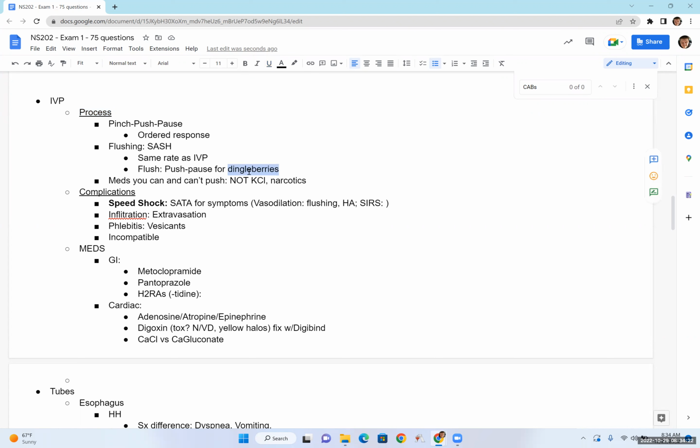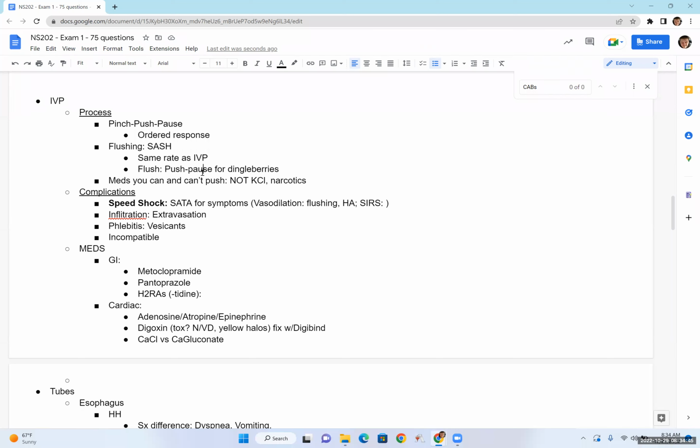You're getting rid of the dingleberries, right? Because although platelets and everything are kind of attached to the inside of the catheters, you want to dislodge those. And how you dislodge them, right? If you just push it, it's like a cool breeze for the dingleberries, right? So you want to make sure you're push pausing and breaking them apart. Okay, just like a bidet. All right, anything else as far as IV push?